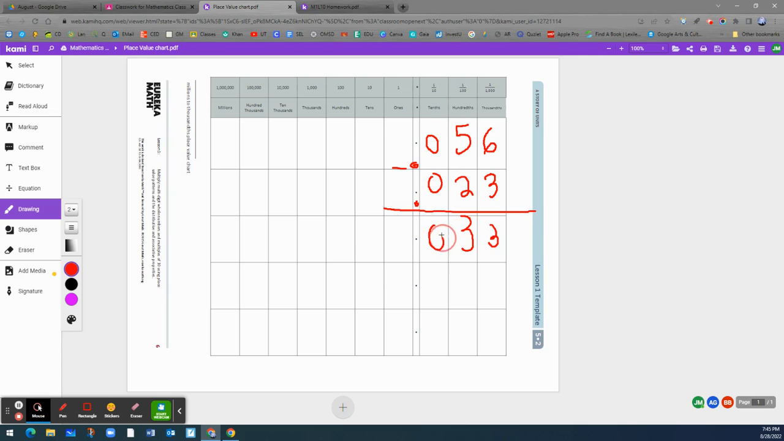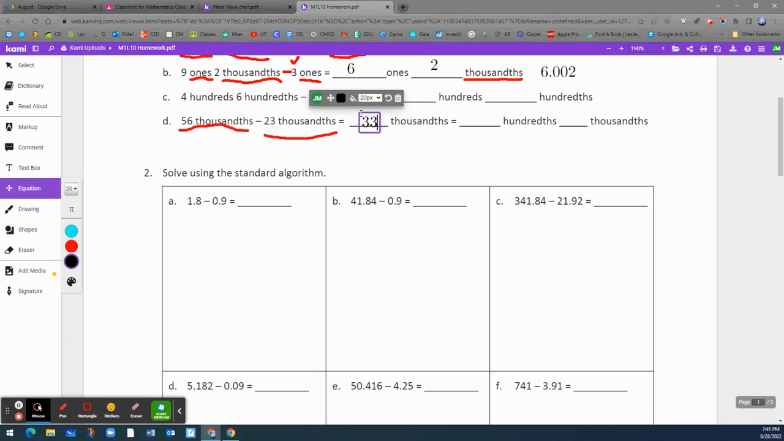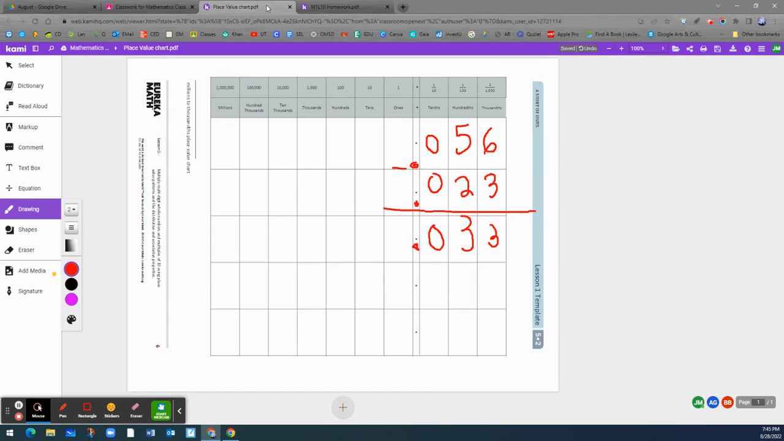So we have 0 tenths again, and the remainder, or the difference, is 33 thousandths. All right, so notice that this one says 33 thousandths. So we're going to write it without the decimal, 33 thousandths. Now, 33 thousandths is composed of 3 hundredths and 3 thousandths.